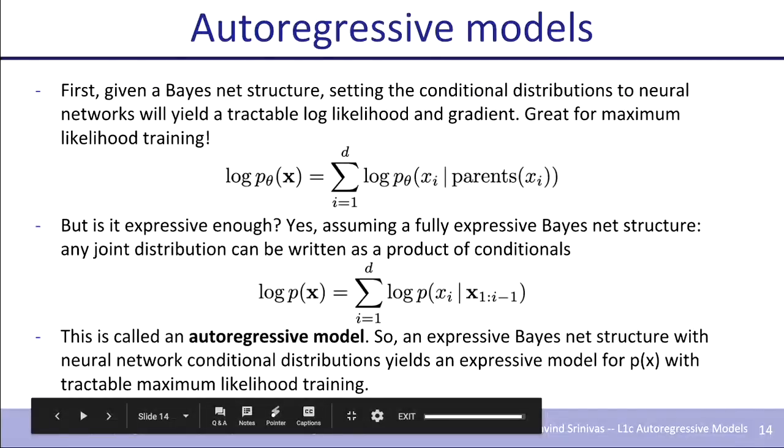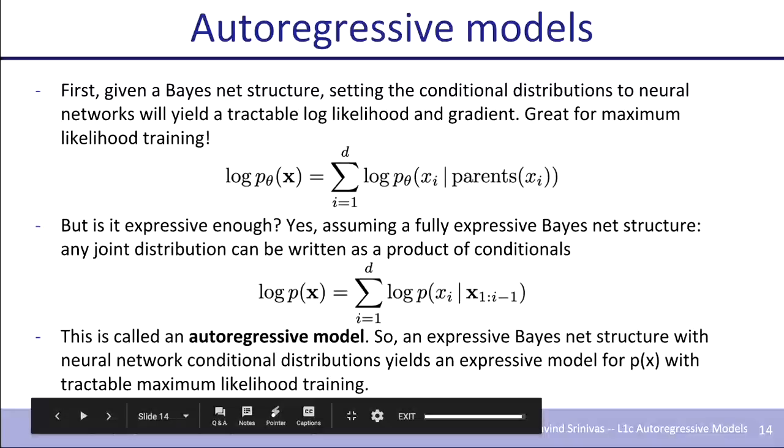So finally, we get to the definition of what we're talking about in this lecture. This is an autoregressive model. You take the variables in your problem, pick some ordering, and choose this Bayes net structure, where each variable depends on all previous variables in the ordering you chose.